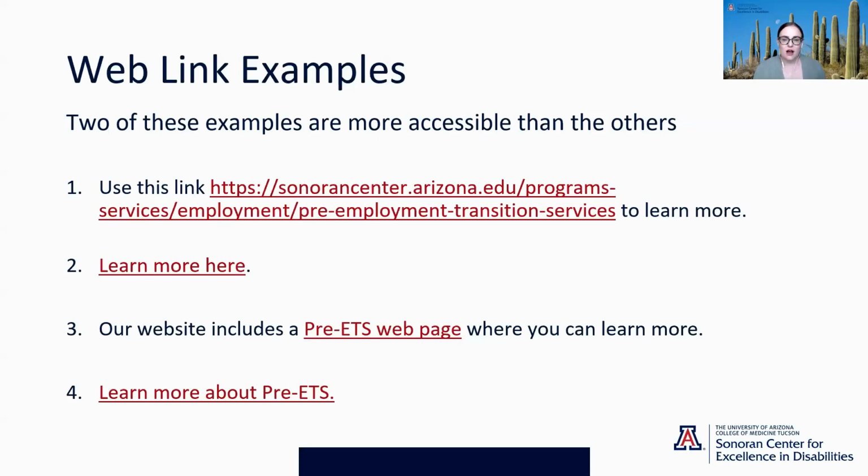Number 3, our website includes a Priett's webpage where you can learn more, and Priett's webpage is embedded with the URL there. I like that one. It kind of gives context and also shows us exactly where that link is taking us. And then number 4, learn more about Priett's. The entire thing is hyperlinked. So both number 3 and 4 look better depending on where they're being used because they have context and clear description.